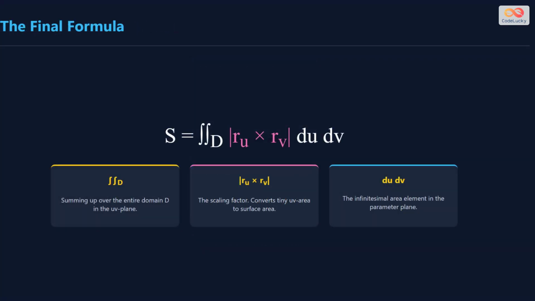To find the total area, we sum up all these tiny patches. As the patches get infinitely small, the sum becomes a double integral. This is our final formula. We integrate the magnitude of the cross product of the partial derivatives over the entire domain D.